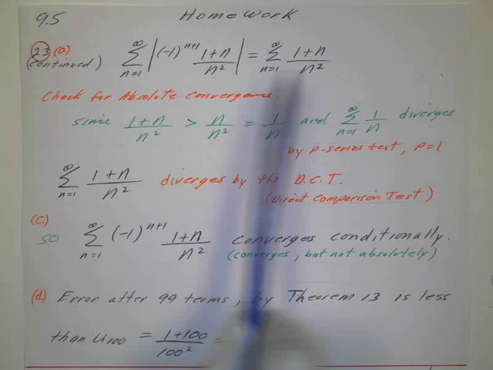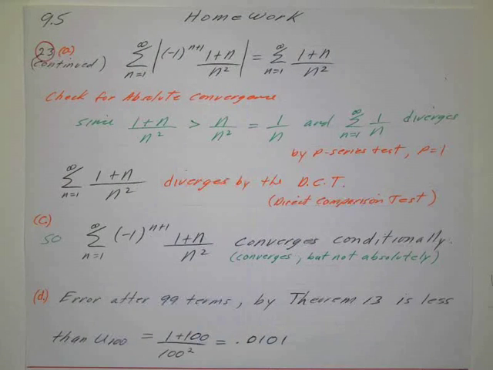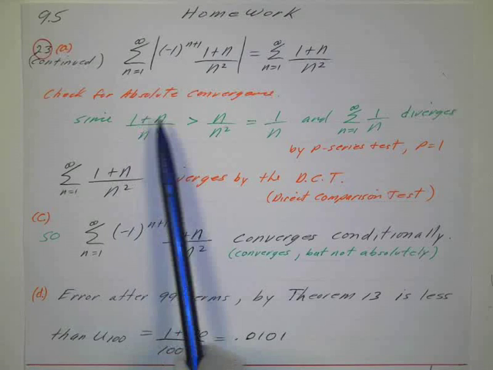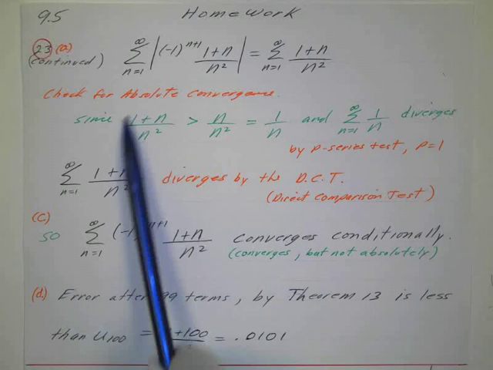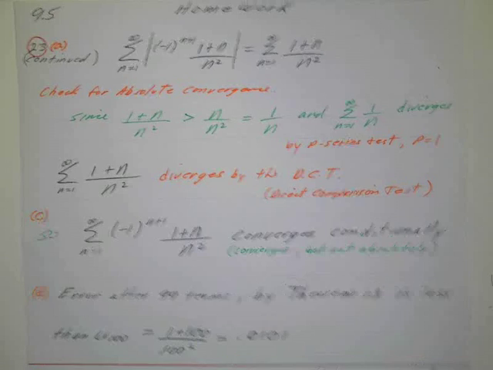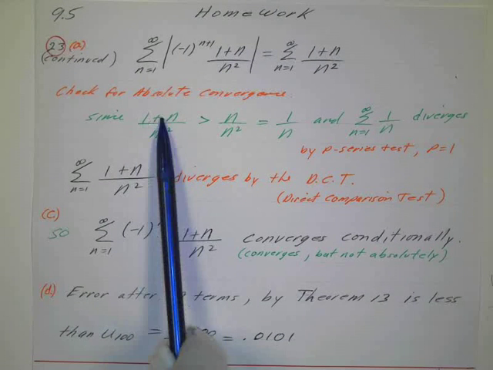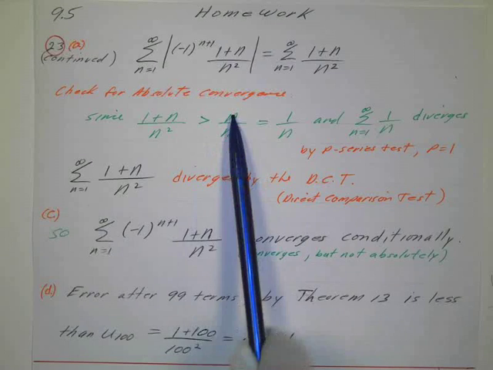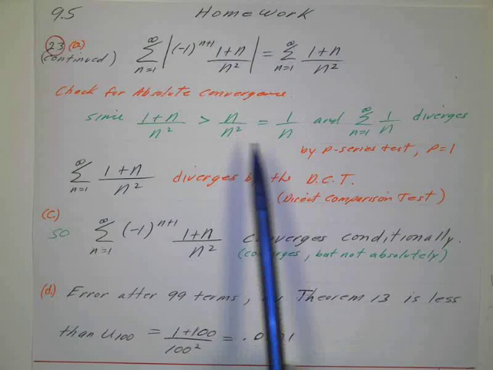Now, the nice thing about this, I'm checking for absolute convergence. Okay, 1 plus n over n squared. It's real easy to compare that to n over n squared. We know that this is bigger than that series, because the numerator in this fraction is bigger than the numerator in that, and the denominators are the same. But I can reduce this to be 1 over n. This is the same thing as 1 over n.